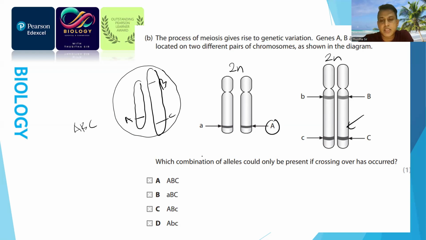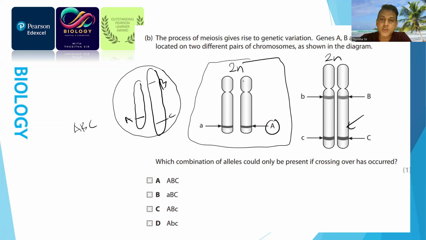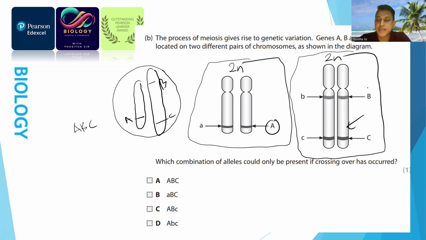But the question is asking what will happen during meiosis when crossing over takes place. So crossing over takes place, homologous chromosomes overlap. This one has no linked gene. It's only one gene. Only crossing over takes place here to exchange the part of the chromosome. I hope you understand. After that, we can find what is the best combination and most possible combination we can get.